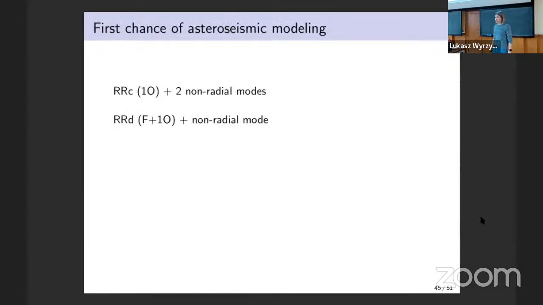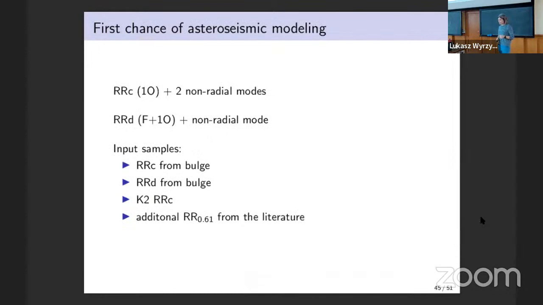Okay, so I took this whole grid of models and I compared that with the stars that we observed. And for the input sample for the modeling, I chose stars that are at least triple mode. So these can be either RRc, where RRc means first overtone pulsations and 2 non-radial modes, so 8 and 9, or RRd, where we have pulsations in the radial fundamental mode and first overtone, and at least 1 non-radial mode.